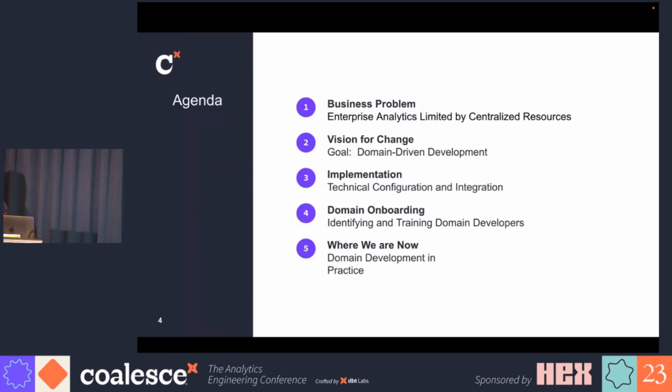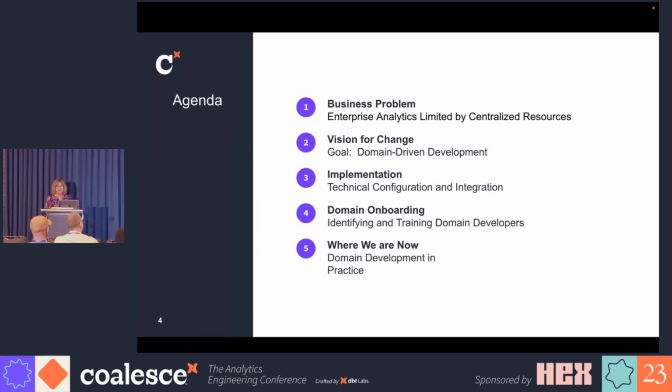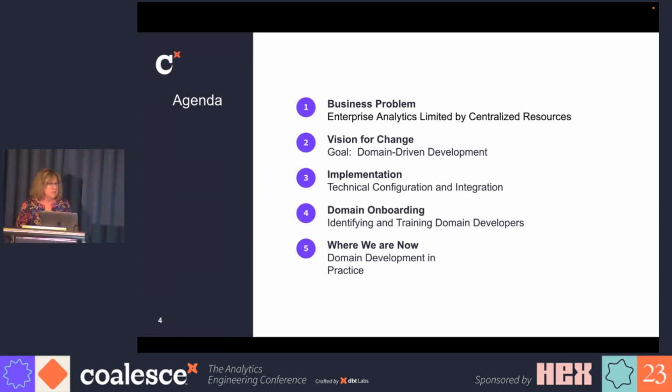For the agenda, I'm going to be touching on these points. The first is I'm going to discuss what our business problem was that led us to look at distributed domain development, and that is that our centralized enterprise analytics team is limited by resources. Then I'm going to talk about our vision for change, and that was the goal for going for domain-driven development.